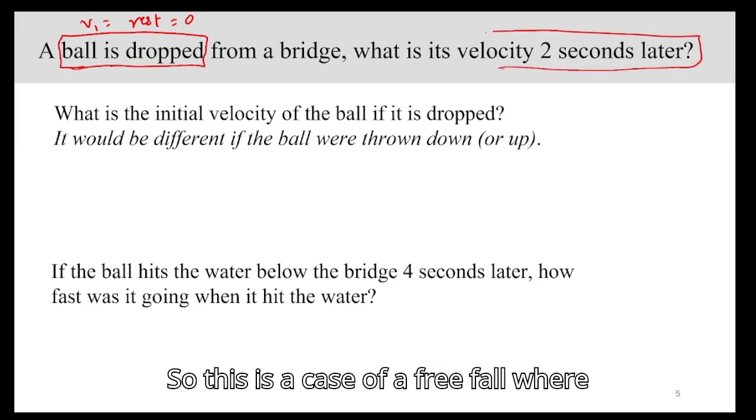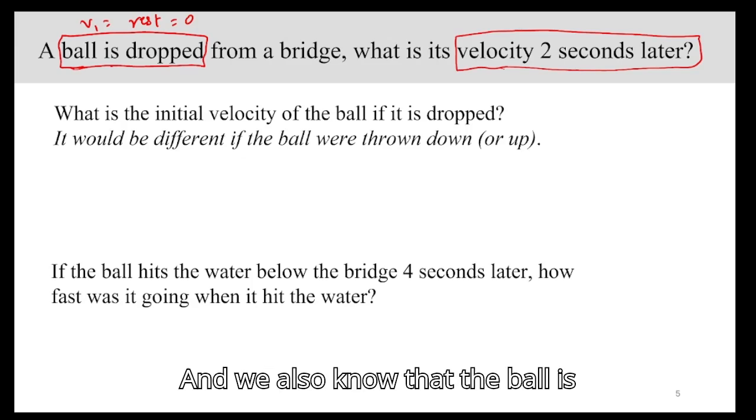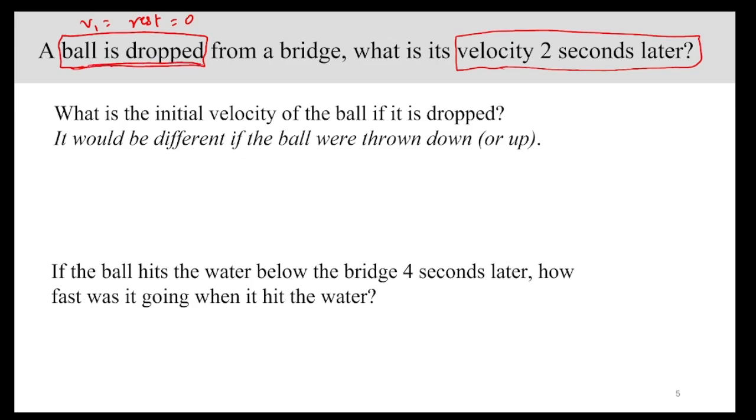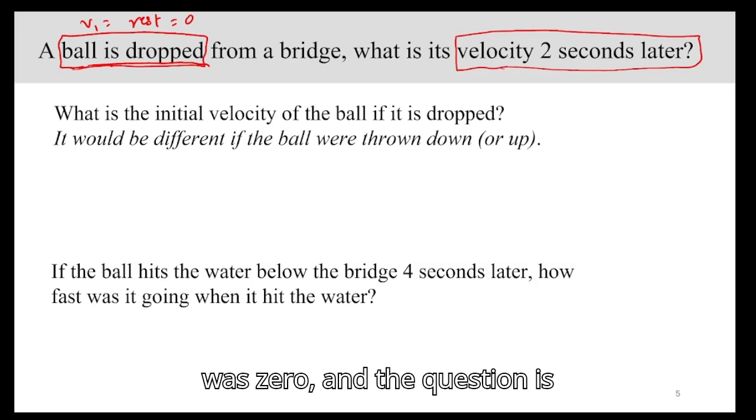So this is a case of free fall where the ball is falling under gravity and nothing else, and we also know that the ball is dropped, meaning the initial velocity was 0, and the question is asking what is its velocity 2 seconds later.